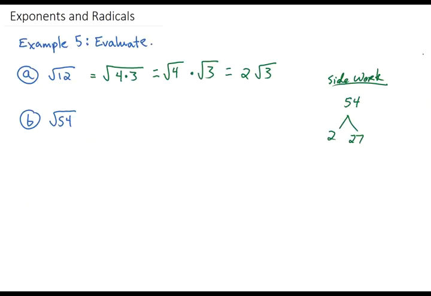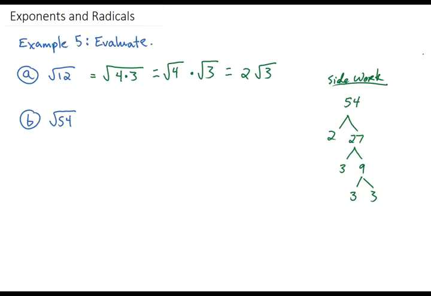Now 2 doesn't break down anymore except into 2 and 1, which isn't helpful. So I'm going to focus on breaking the 27 down. It breaks down into a 3 and a 9. And I just keep going until I can't break any of the numbers down anymore. 3 is done, but 9 breaks down into 3 and 3. So if I take the ends of the roads there, and do 2 times 3 times 3 times 3, that will give me the 54 that I started with.